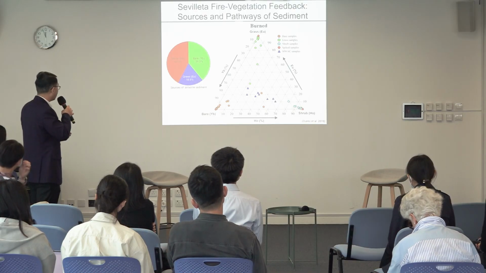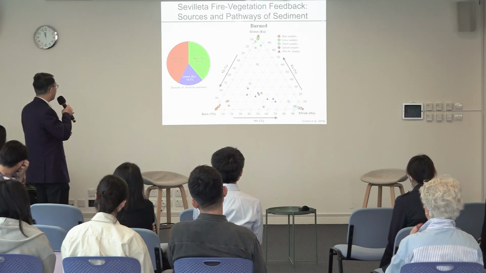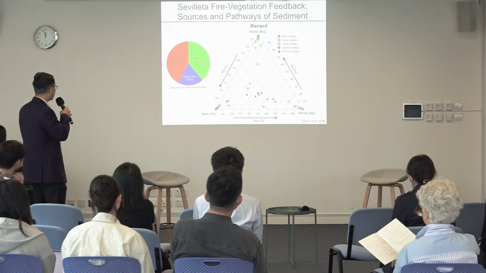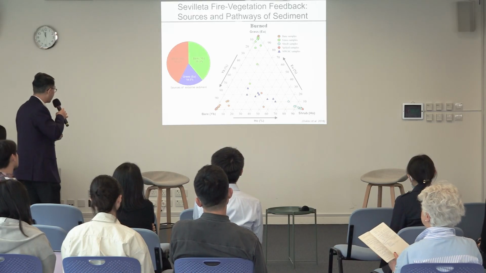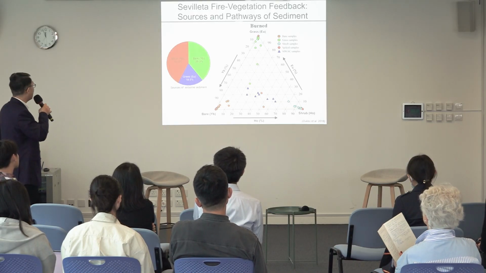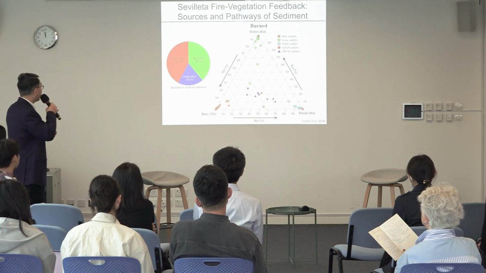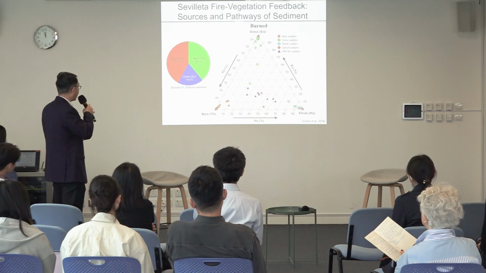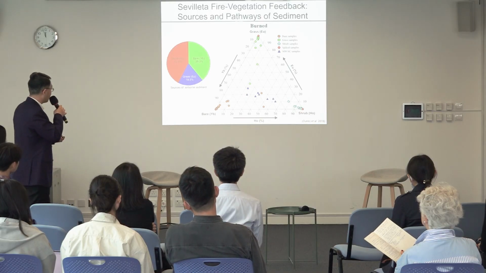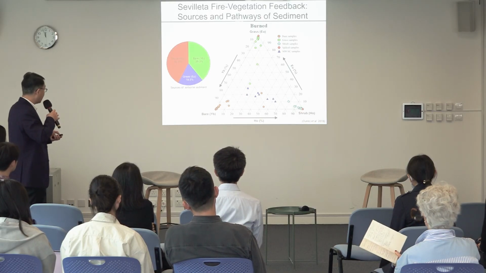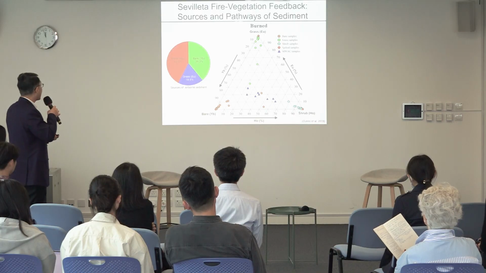Then we have our fire-affected area. We did the same kind of analysis, same kind of sampling. We come up with a very different picture of where the particles come from, right? Grass, shrub, and bare, right? Relatively even. And also the pathway of this particle movement is going to be quite different as well. I'm going to show you another result after this.